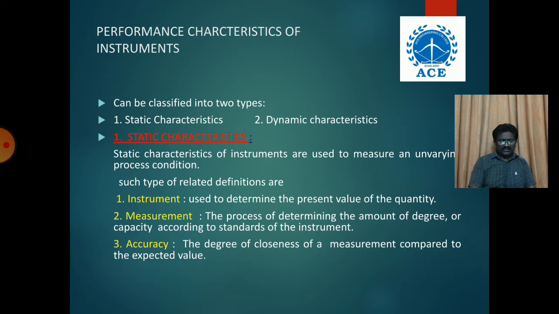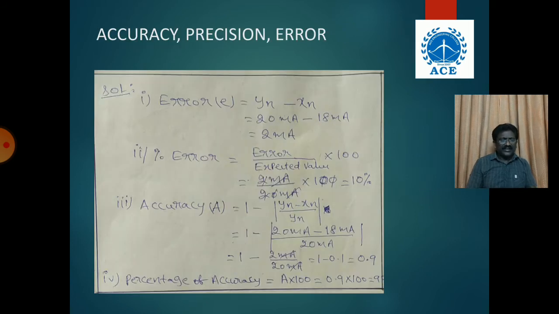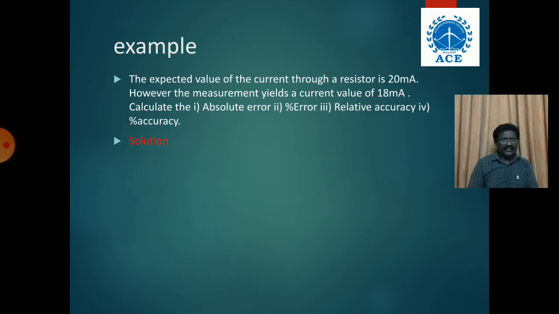So now I want to calculate accuracy. To calculate accuracy, I have taken one example. The expected value of the current through a resistor is 20 milliamps. However, the measurement yields a current value of 18 milliamps. Calculate the relative accuracy, percentage accuracy, absolute error and error.